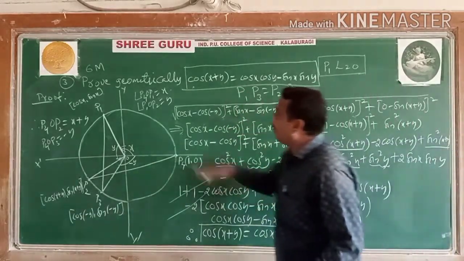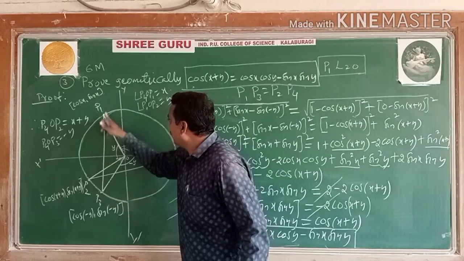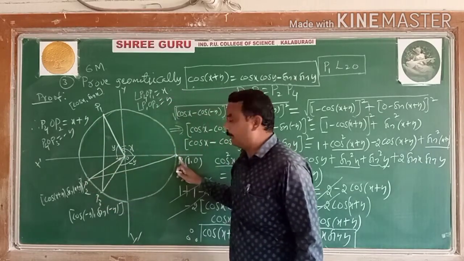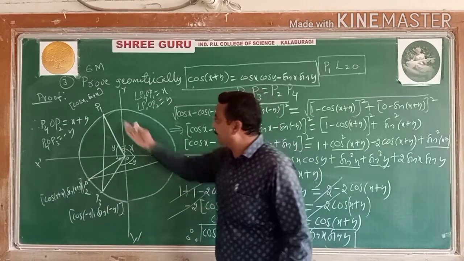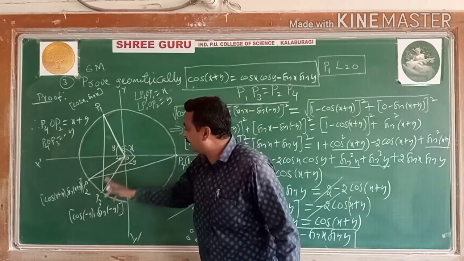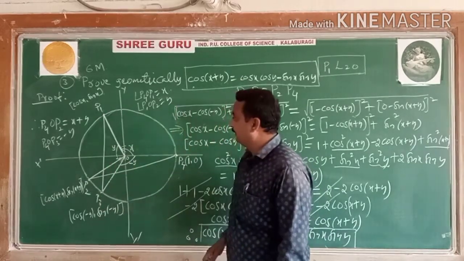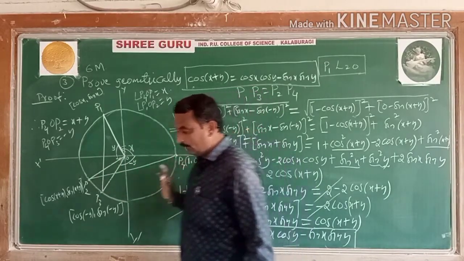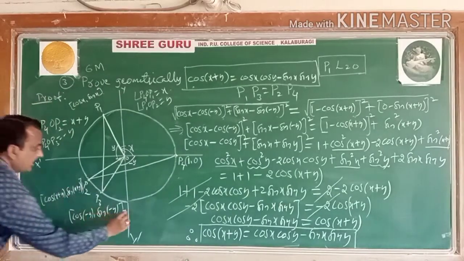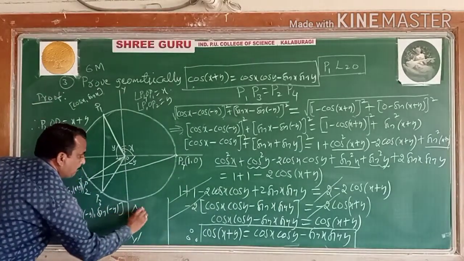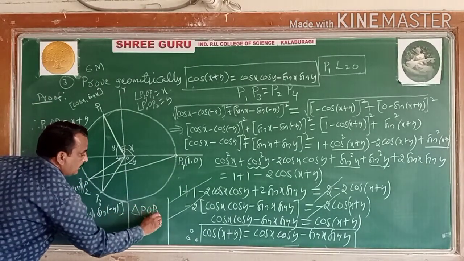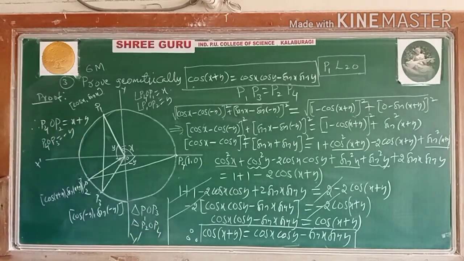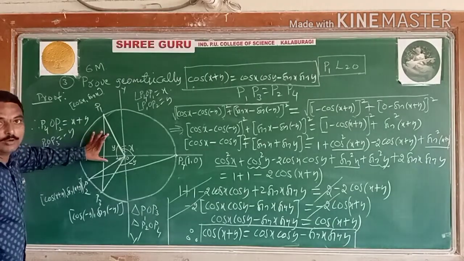And then what I have done here? After taking these, I am joining P1 and P3, and P2 and P4. Then it becomes clear that the two triangles, triangle P1 O P3 and triangle P2 O P4, are the two triangles. These two triangles are congruent.